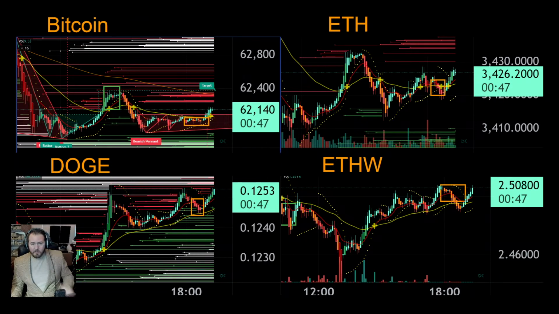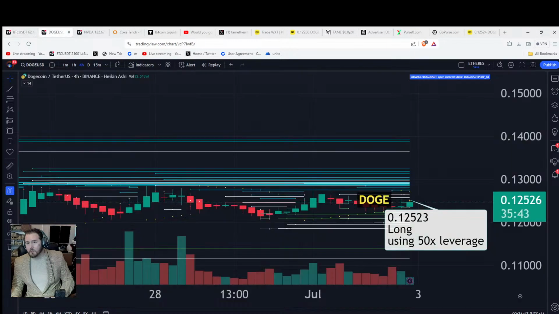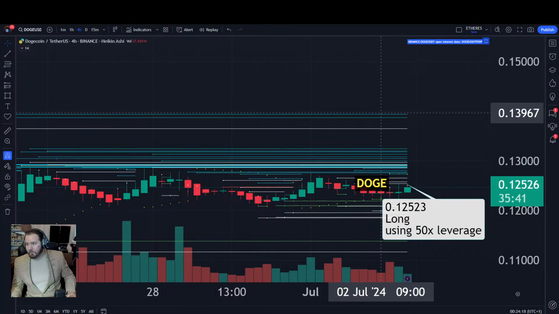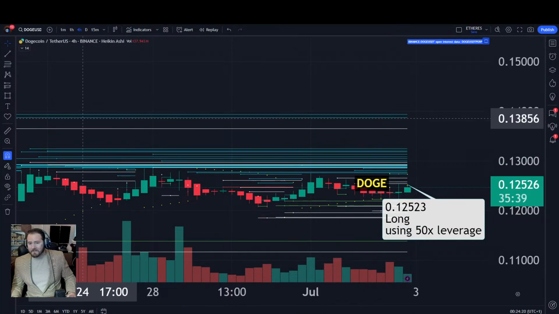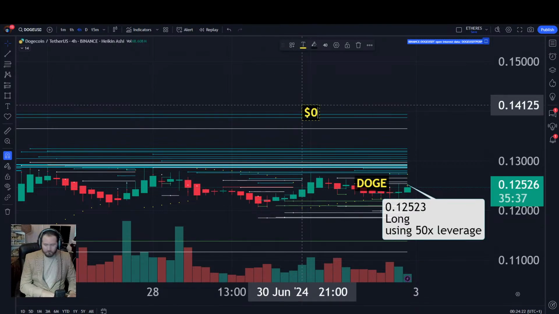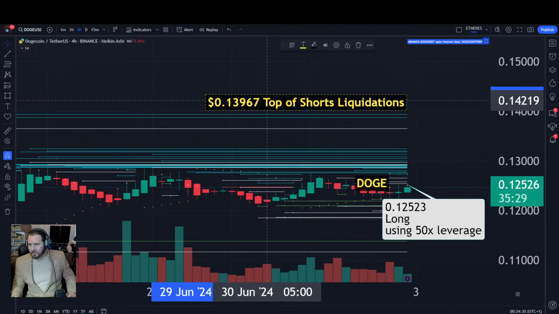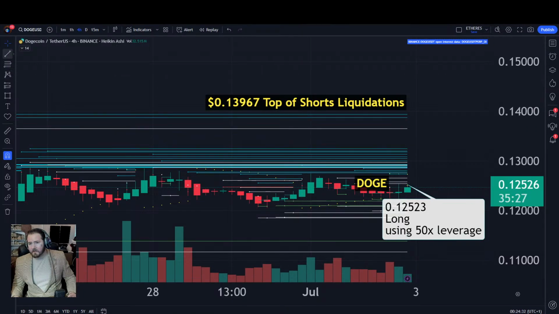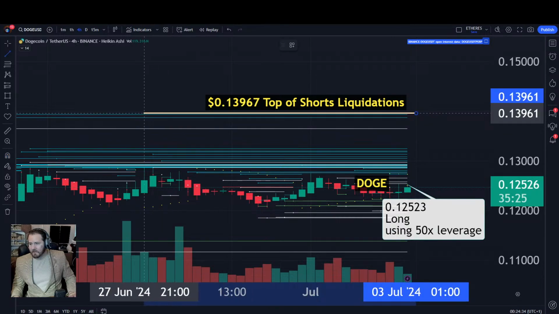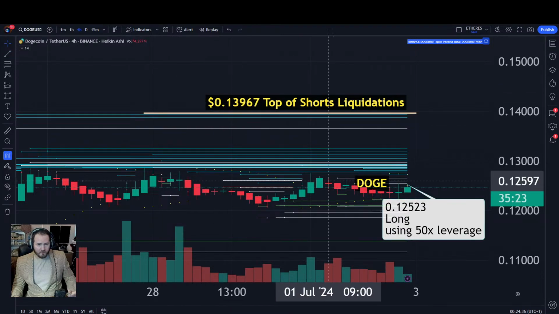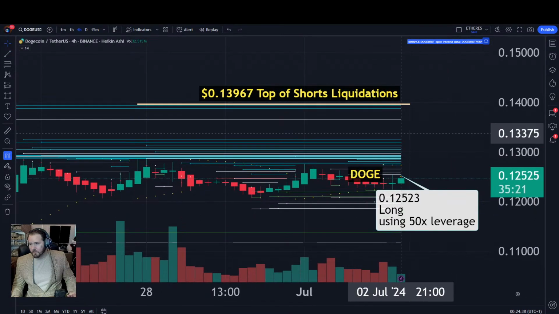And that probably could get filled within the next 3 hours of the stream if we wanted to take profits. But if we wanted to go a little bit longer, I would go back to the other chart and zoom in. The top of 4-hour liquidation is 13,967. So 13,967 is going to be the top of these short liquidations right here. Basically, that means the people that over-leveraged on their shorts for Doge would be liquidated if we come up to this zone.